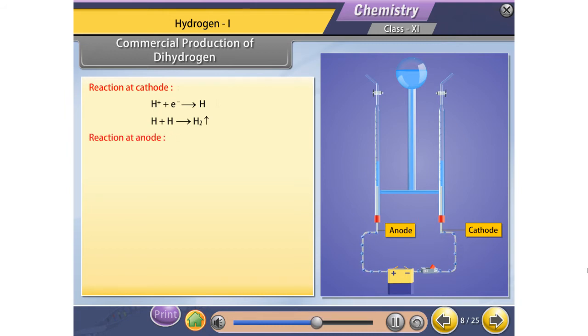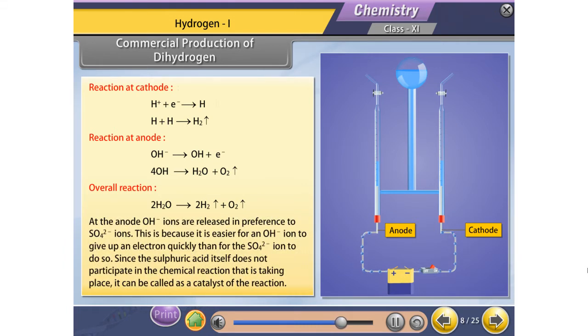Reaction at anode. OH- gives OH plus electron. 4OH gives 2H2O plus O2. Overall reaction: 2H2O gives 2H2 plus O2.